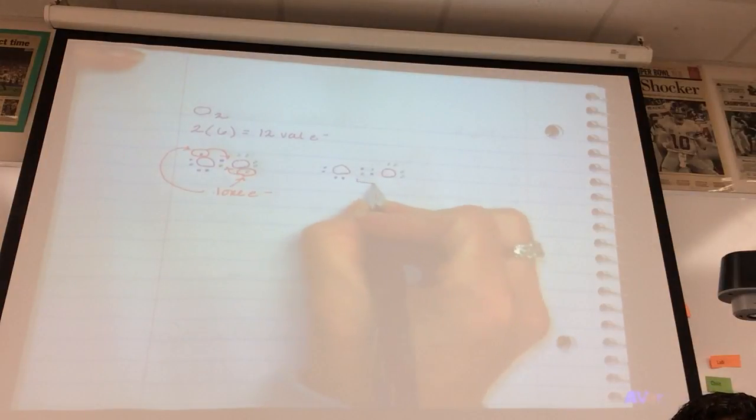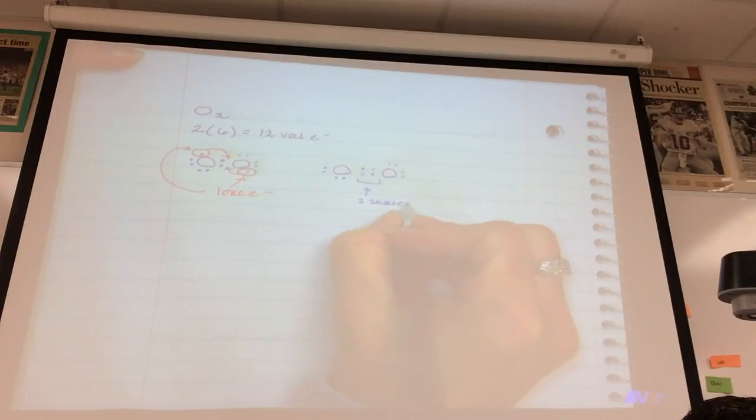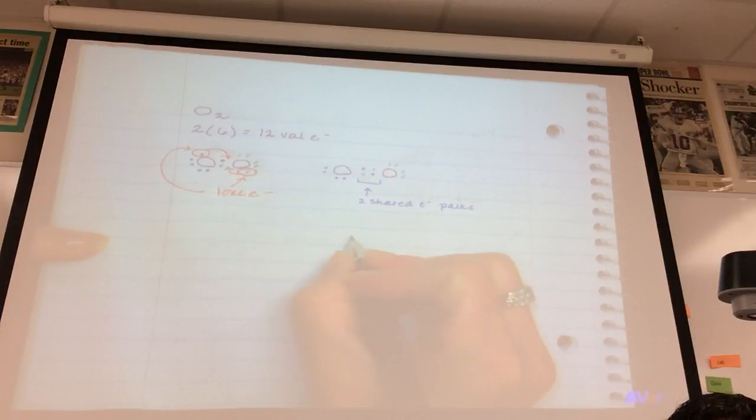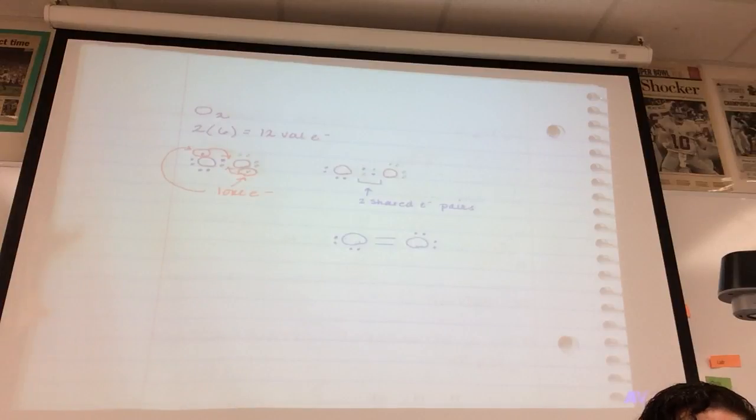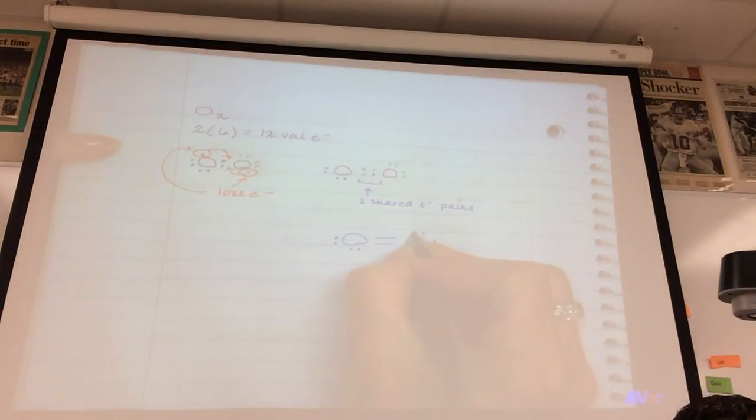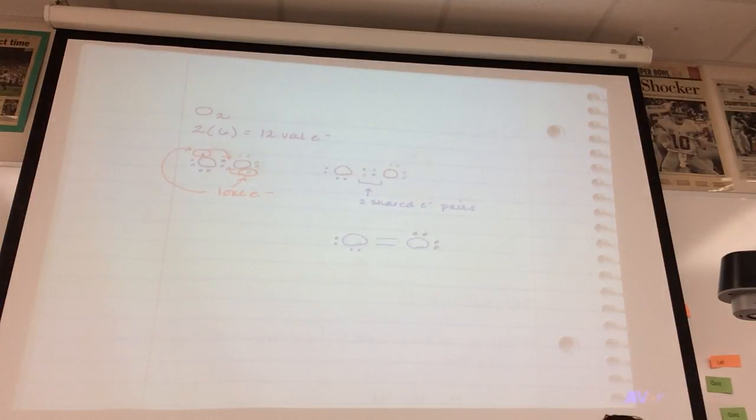This will be two shared pairs of electrons. And instead of making all those dots, we replace those two shared pairs of electrons with two sticks. I didn't maintain my color here. I'm sorry, I just got carried away. And that's oxygen gas. You have here a double bond, which is an example of a multiple bond.